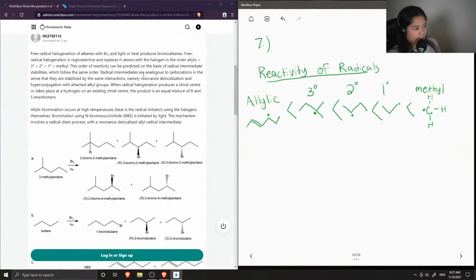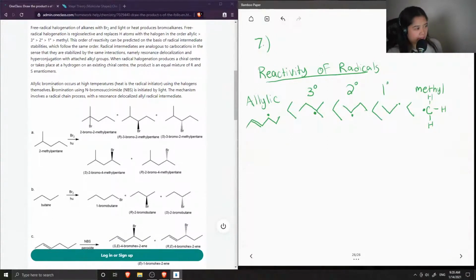Radical intermediates are analogous to carbocations in the sense that they are stabilized by the same interactions, namely resonance delocalization and hyperconjugation with attached alkyl groups. When radical halogenation produces a chiral center, or takes place at a hydrogen on an existing chiral center, the product is an equal mixture of R and S enantiomers.